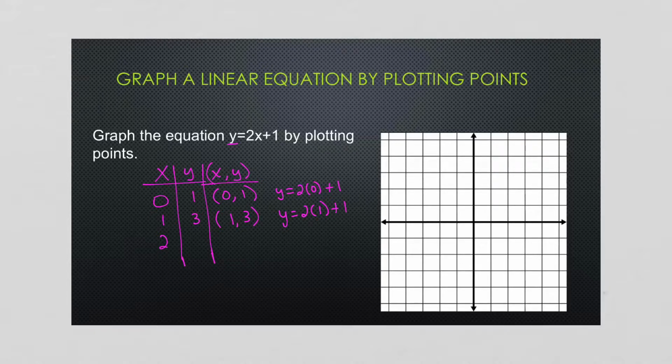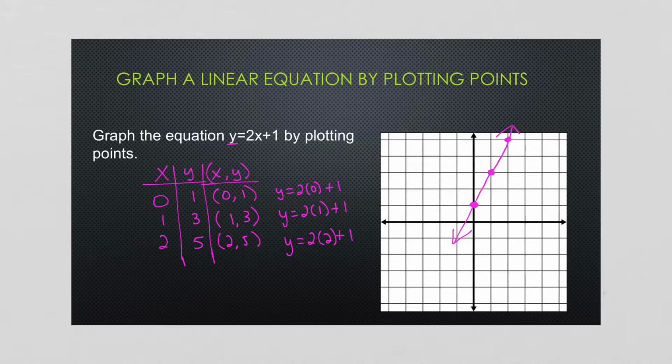Now I'm going to put in 2. 2 times 2 plus 1. 2 times 2 is 4. 4 plus 1 is 5. So 0, 1 is right here. 1, 3 is right here. And 2, 5 is right here. Connect your dots. Don't forget to put arrows on the end of your line. And you're done. We have graphed that equation.